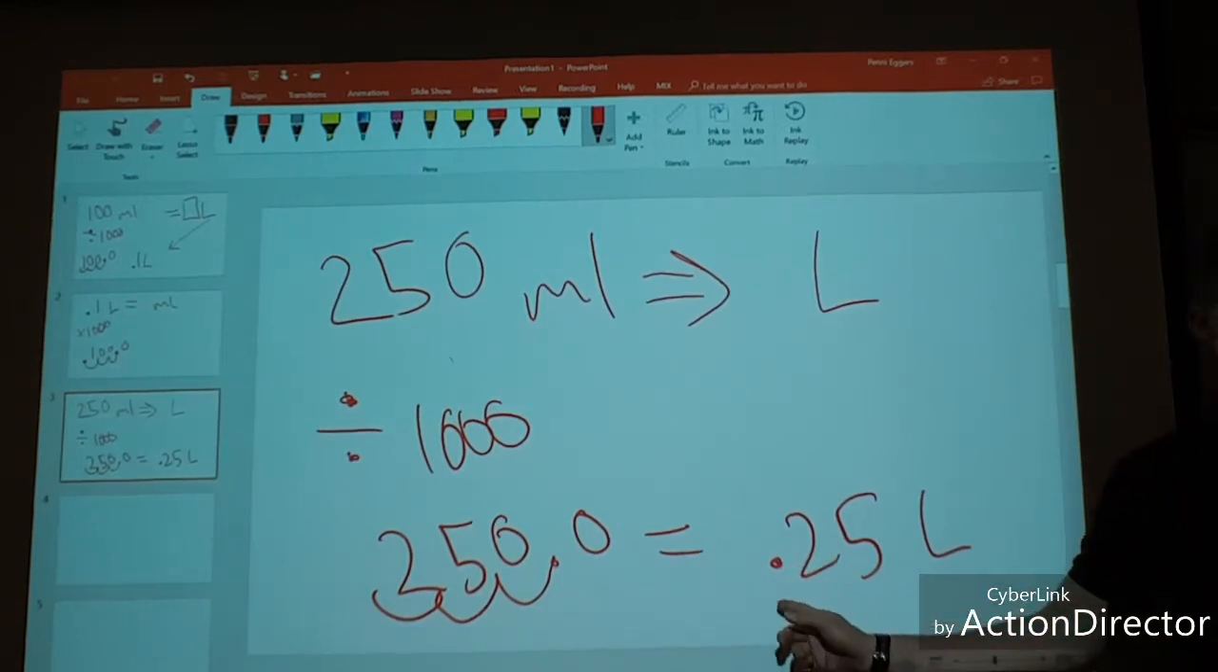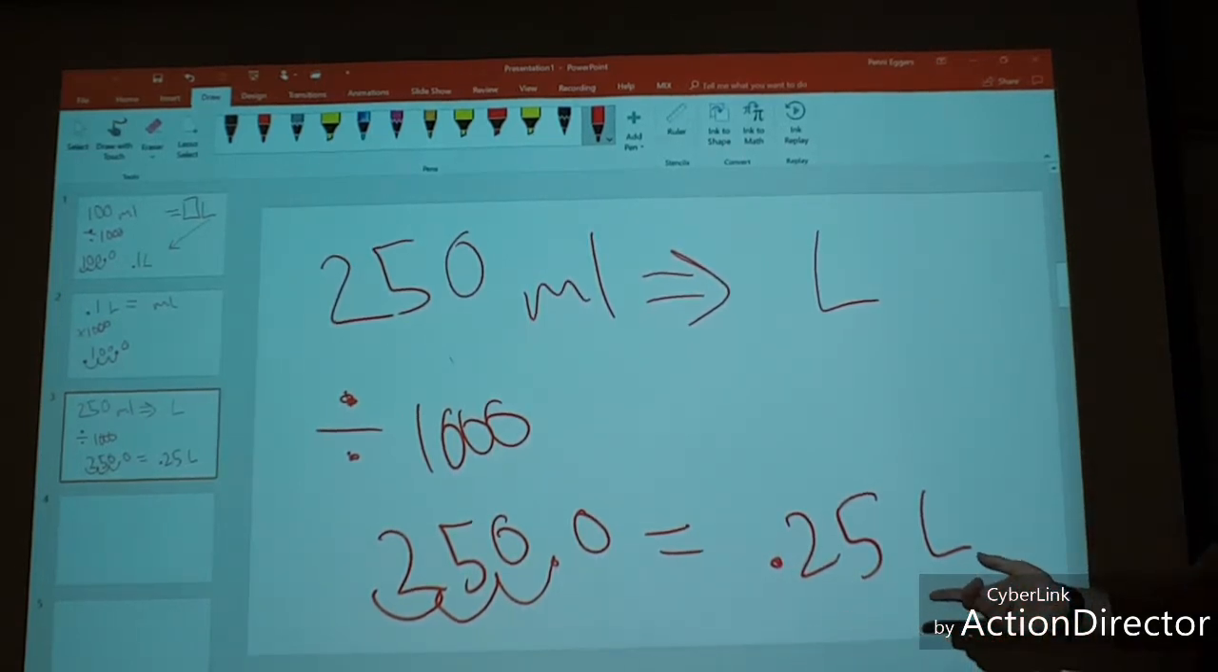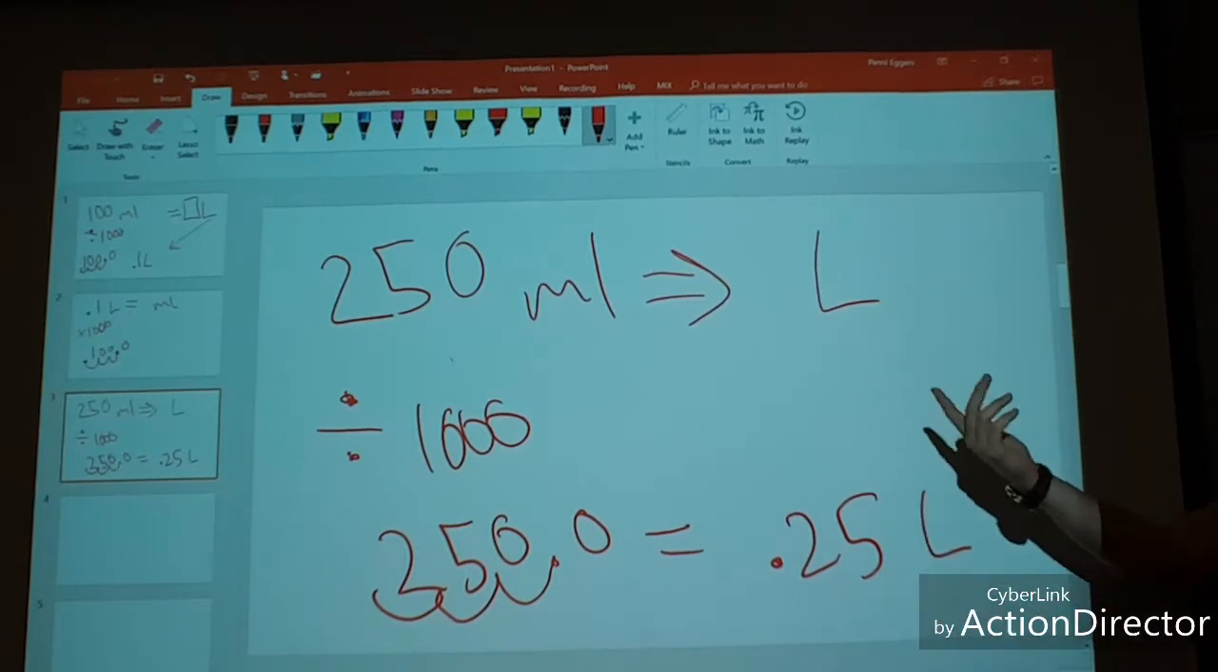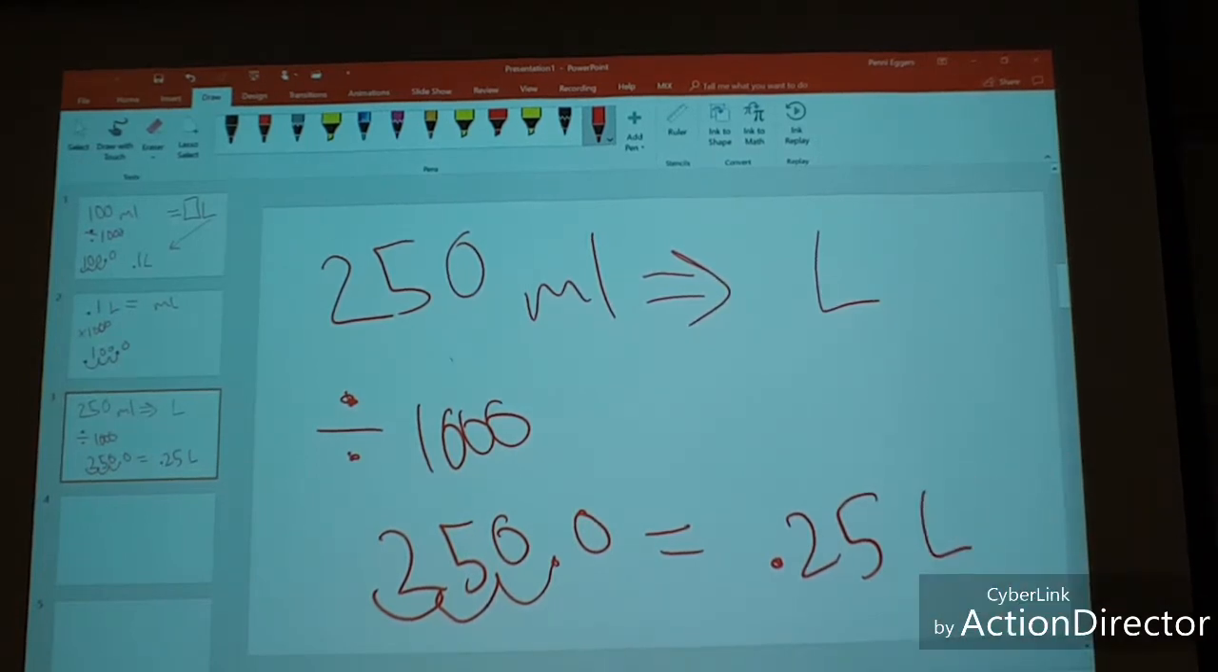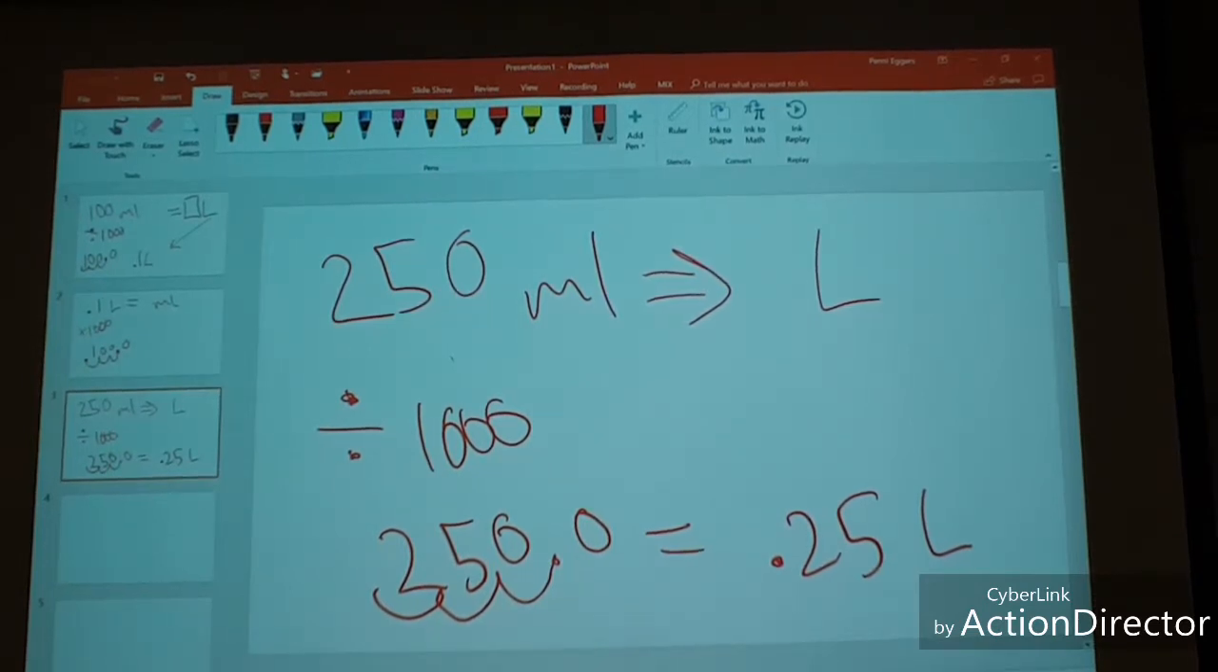And we know 0.25 is what as a percent? Quarter. Quarter, so that's a quarter of a liter, okay? Does that make sense to everybody now? Yeah. All right. Okay. Once we understand this point, we'll move on to the real math.